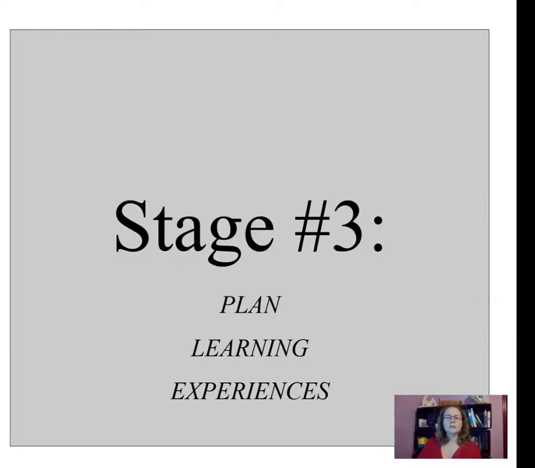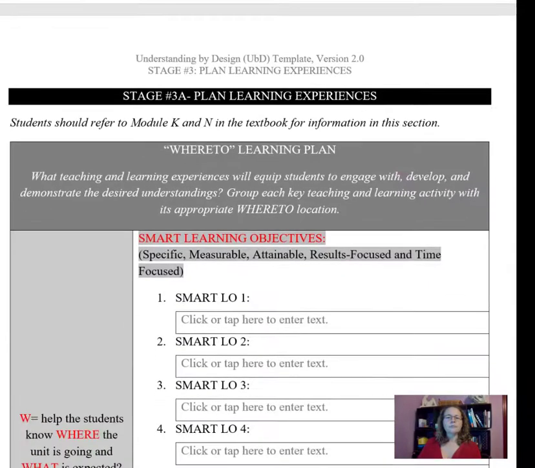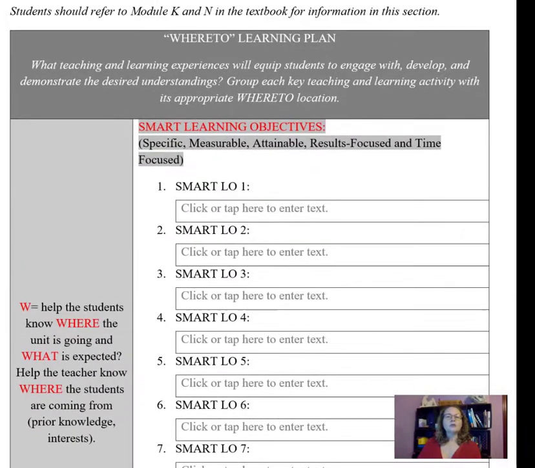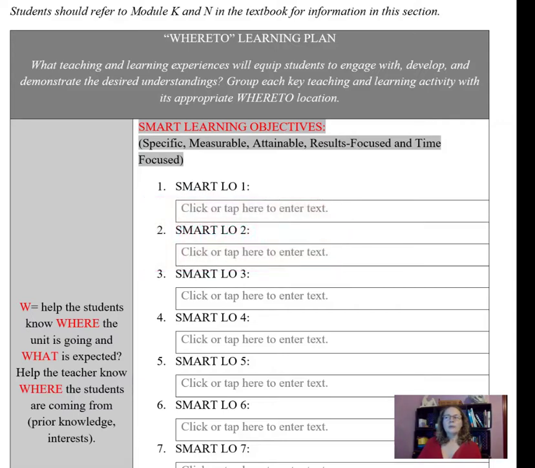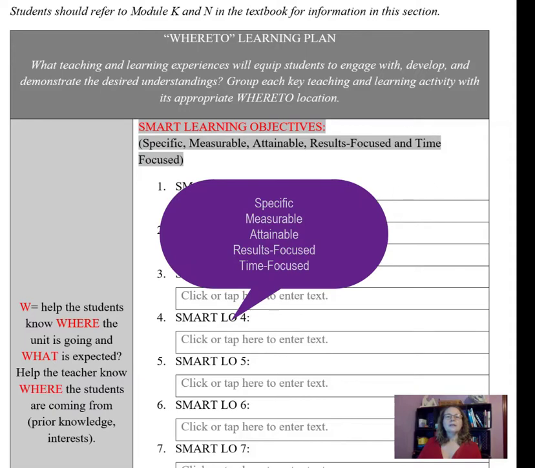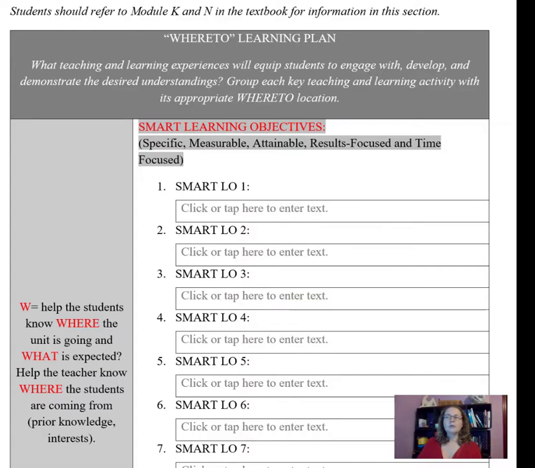Let's get started. Plan our learning experiences in the UBD template will go like this. First, we need to do the Where To learning plan, teaching and learning, to get our students engaged. In that way, we're going to come up with SMART learning objectives, the goals of the SMART learning: specific, measurable, attainable, results-focused, and time-focused. Maybe by the end of this course, you will be able to do X, Y, and Z. By the end of the course, you will be able to identify other methods for presenting information.